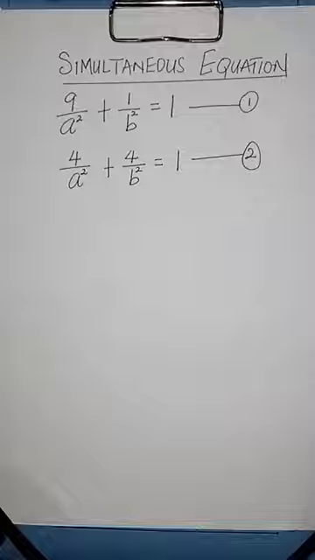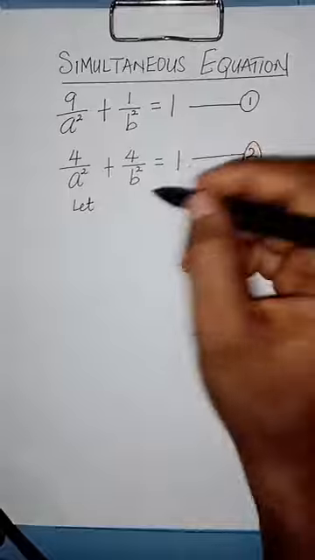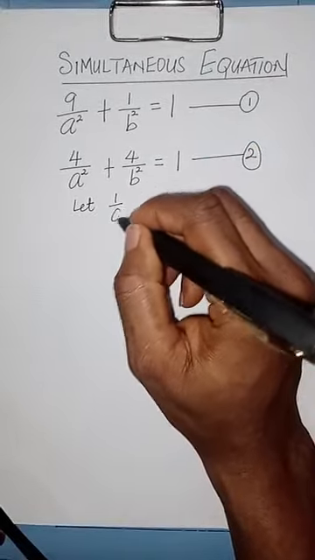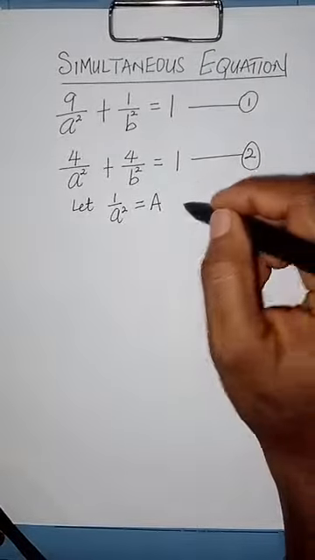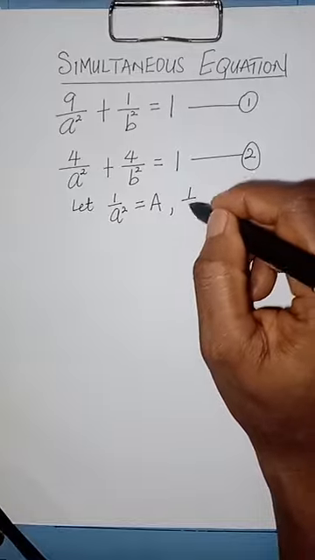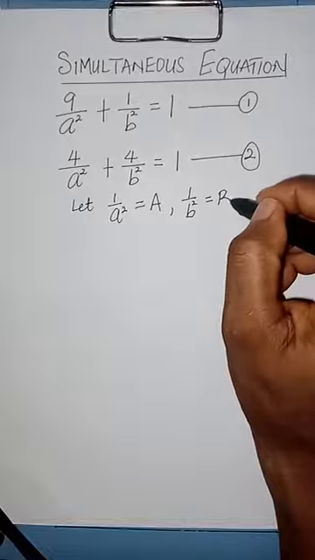If you decide to solve this question this way, you may have a problem. But the first thing I'll do is to represent the 1 divided by a squared and the 1 divided by b squared with a letter. So I'll say let 1 over a squared be equal to capital letter A, and 1 over b squared equal to capital letter B.